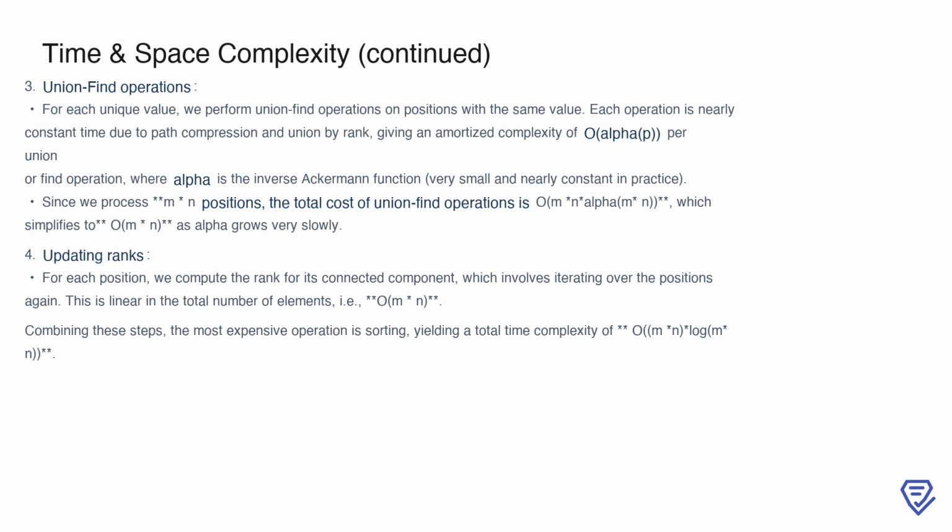Additionally, we need to update the ranks for each position. This involves iterating over all positions in the matrix, which takes linear time, i.e., O(m * n). When we combine these steps, sorting remains the most computationally expensive operation, leading to an overall time complexity of O(m * n * log(m * n)).